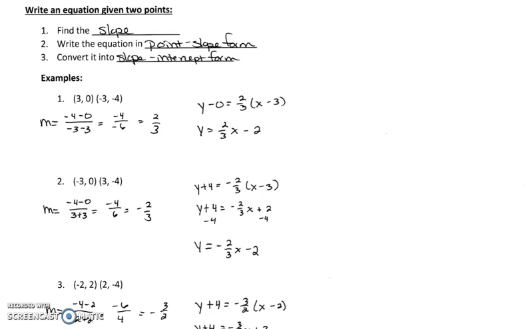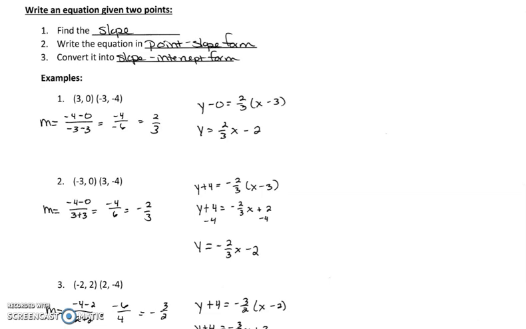Y minus 0 is equal to 2/3 times the quantity x minus 3. Y minus 0 on the left-hand side just becomes y. Take that 2/3 and distribute it. 2/3 times x is 2/3 x. And 2/3 times a negative 3, again, that's 2/3 times 3 over 1. So you would get 6 over 3, and 6 divided by 3 is 2. So y is equal to 2/3 x minus 2.